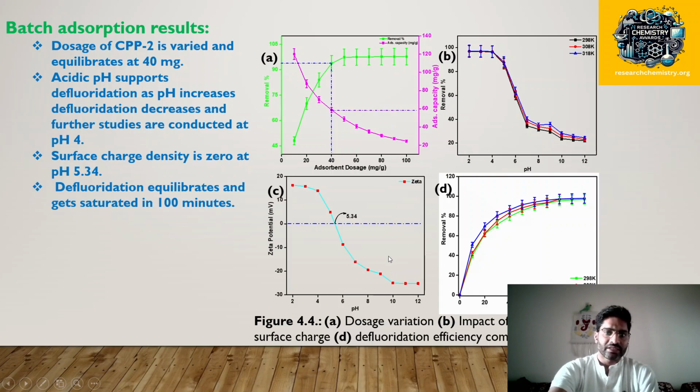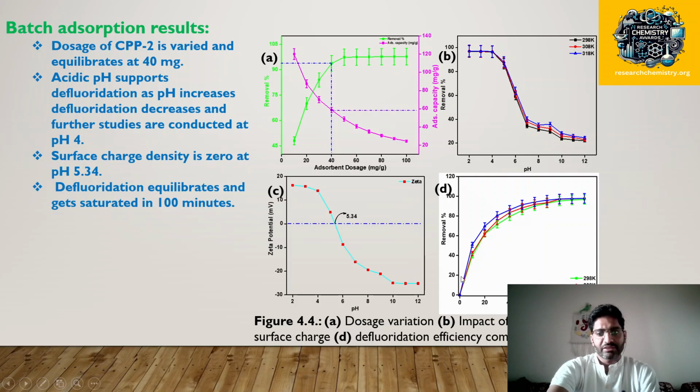And further, the zeta potential has also been measured, and it was found to be 5.34 millivolt. At 5.34 millivolt, the surface charge of the CPP2 remains zero, below which it was quite positive, which attracts negative fluoride ions. This is one of the important things which helps in understanding the mechanism behind the absorption of fluoride by CPP2.